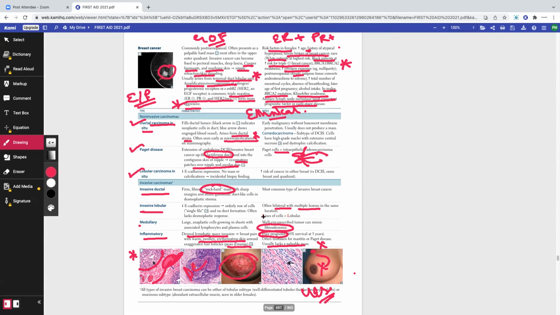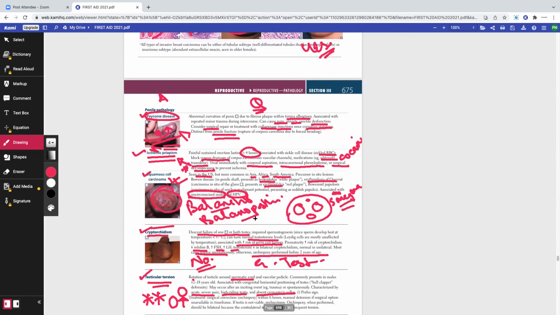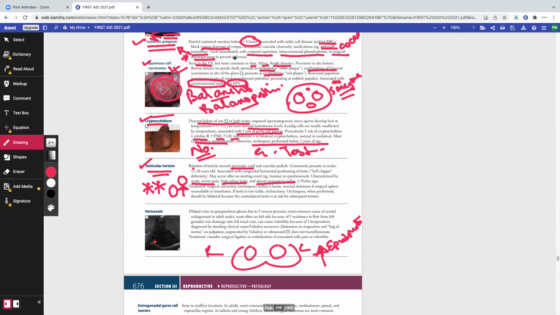Carcinoma of the penis. If you see absence of testis in the scrotum on one side, what is your diagnosis? Cryptorchidism. If a male patient comes to you with severe pain, high riding testis, and absence of the cremasteric reflex, what is your diagnosis? The diagnosis is testicular torsion.